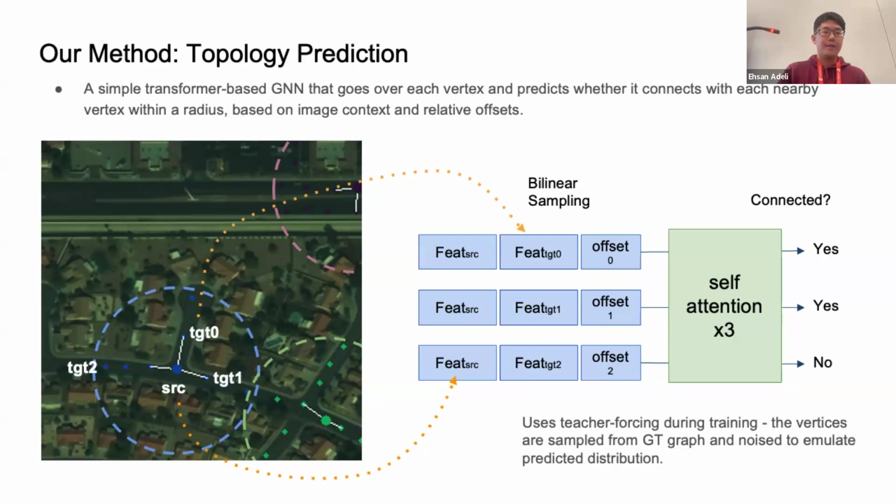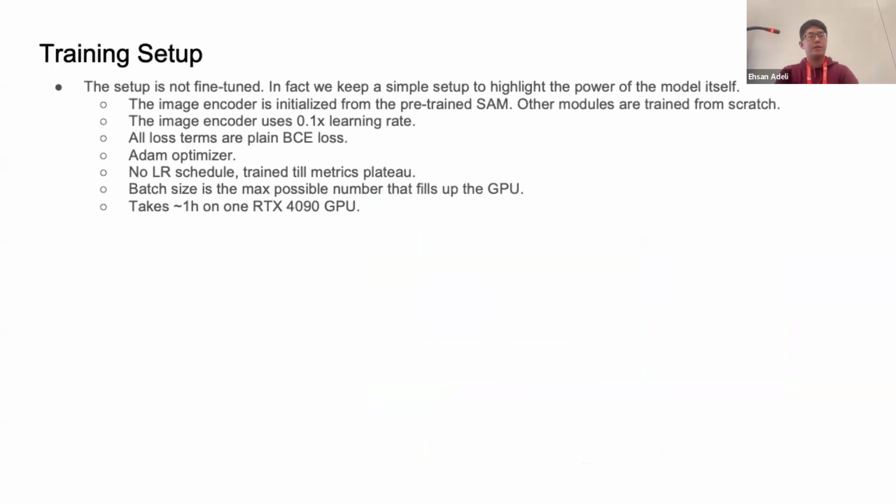And during training, this decoder uses teacher forcing, meaning it takes the vertices that are the noised version from the ground truth instead of the predicted ones. The training setup is also actually quite simple. I will just skip this, you can refer to the paper. There are no bells and whistles. All the loss terms are just plain BCE loss, no focal loss, no that kind of stuff. Training is quite fast. It takes about 1 hour on one RTX 4090 GPU.